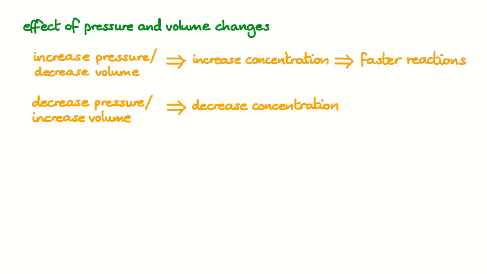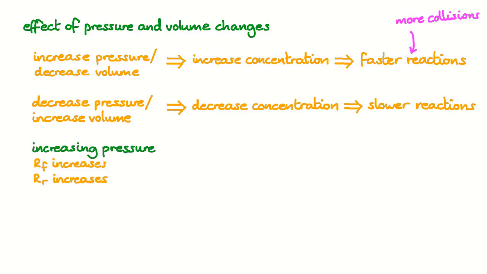Increasing the concentration will increase the rate of any reactions, while decreasing the concentration will have the opposite effect and slow down the reactions. All this ties back to collision theory. The more tightly packed the particles, the more collisions there will be. As with increasing temperature, increasing the pressure or decreasing the volume will accelerate both the forward and reverse reactions. But what if the reactions change the number of particles?